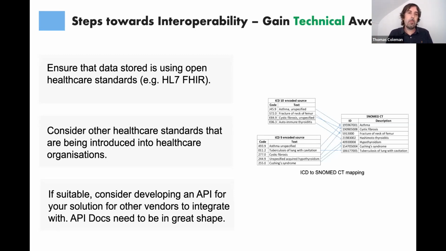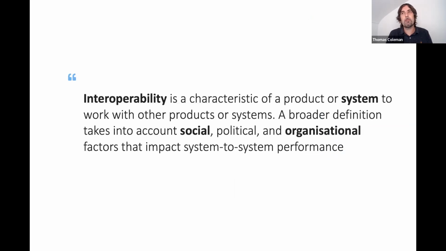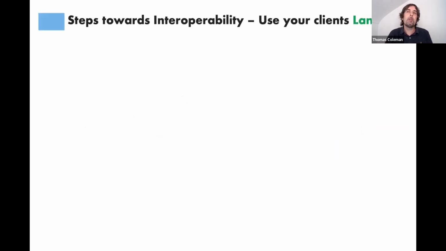So if we go back to the definition of interoperability, it's the characteristic of a product or system that works with other products or systems. But what I'm going to really focus on is almost a stepping stone to interoperability. Before you even get there and talk about technical, there are other items to consider in a broader context, such as social, political, and organizational factors. Okay, so these are really important factors to consider as stepping stones towards interoperability.